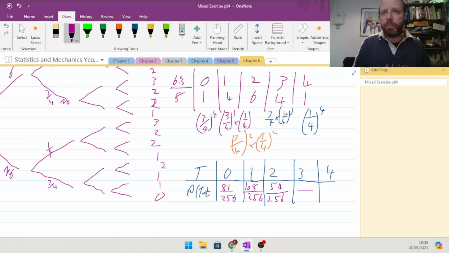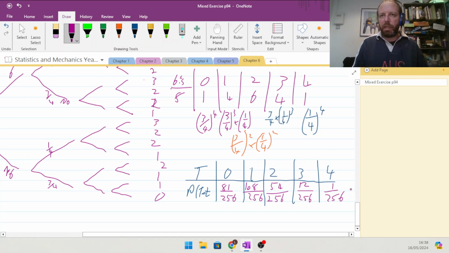And then 3 times 4, 12 over 256. And finally 1 over 256. And now as we go down the line, 81 plus 108 plus 54 plus the 12 plus the 1 is 256. So the total of all of that does give us a total of 1. Okay, so that's part A, construct the probability table. So there we go, part A.